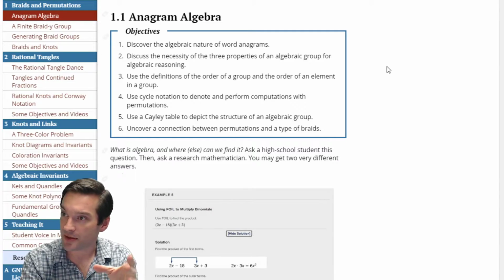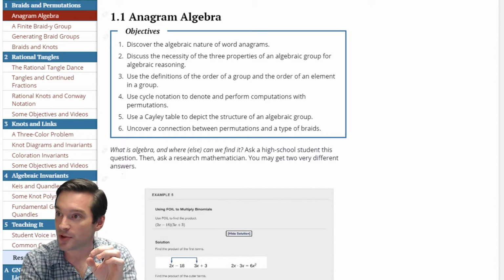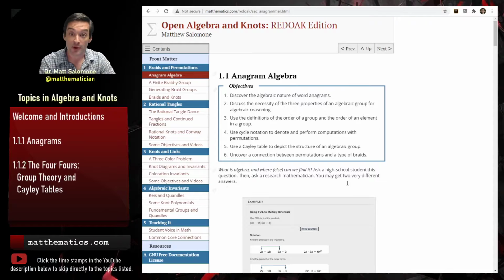I don't think you can quite see the top of the page on my screen here. Let me switch back to, here we go, Open Algebra and Knots.